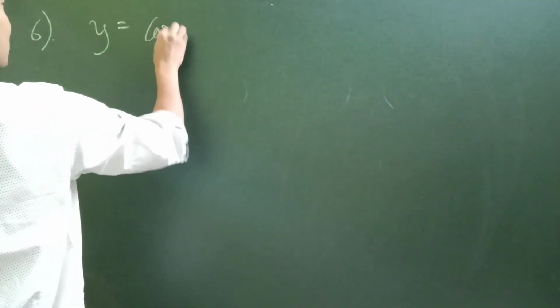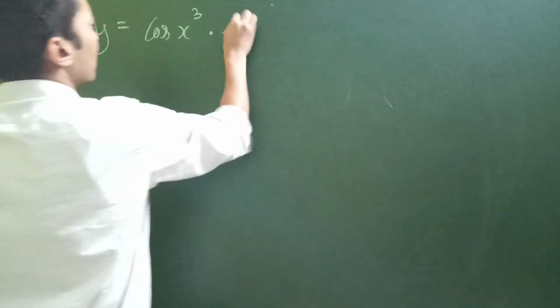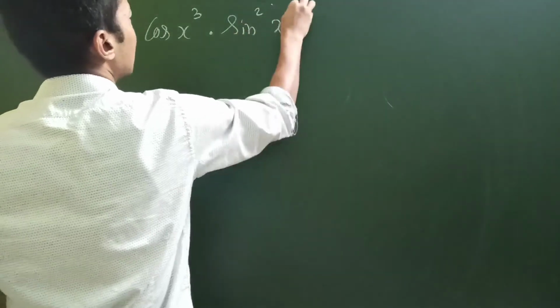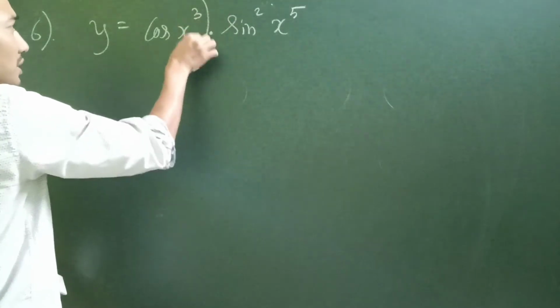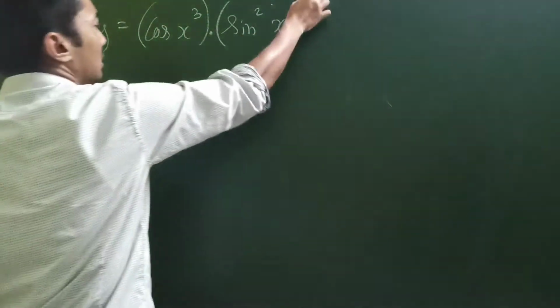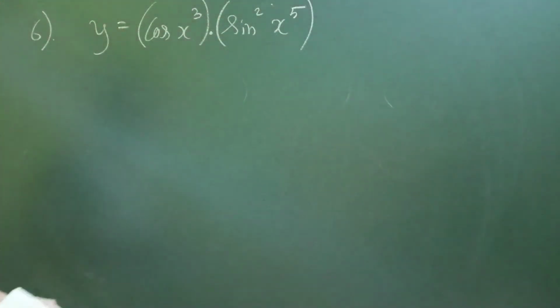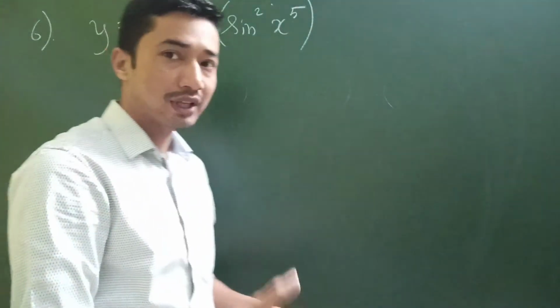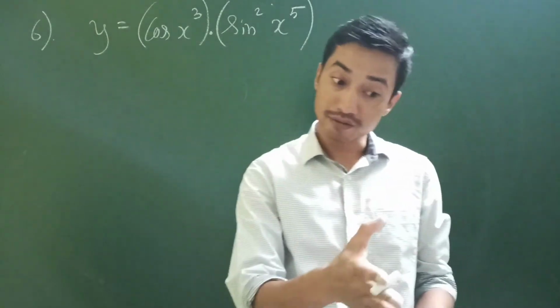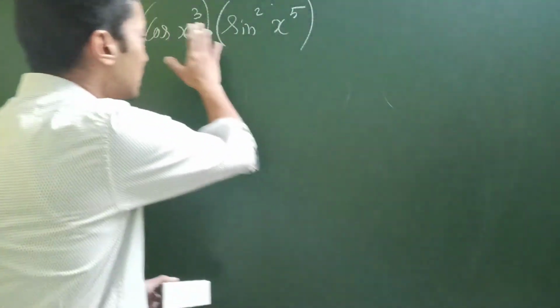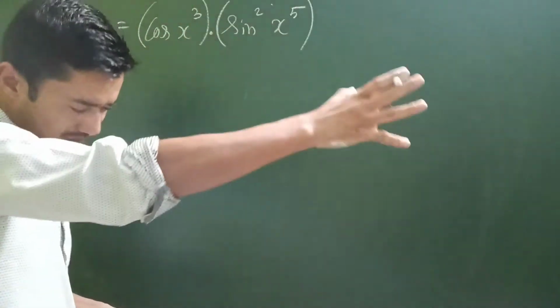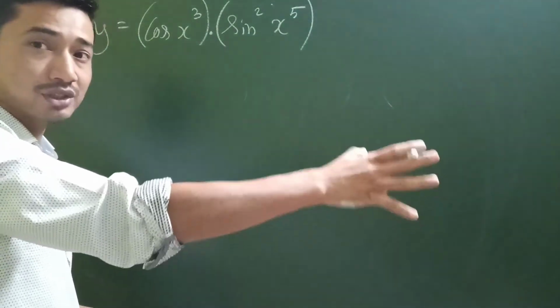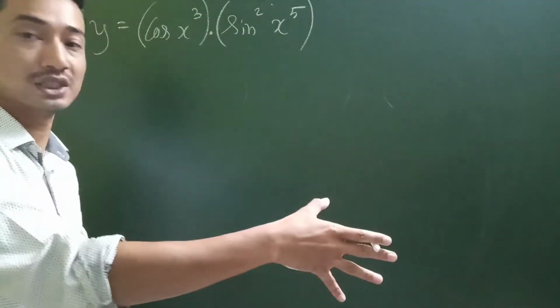We have here cos x cube into sine square x power 5. So there are so many functions. Let's separate them. Like this is 1, this is 1, again 1. So this is a product of two functions. See, it's all about identifying the functions. Since we can see that it's a product of, whatever be it, composite functions, it's a product of two composite functions.